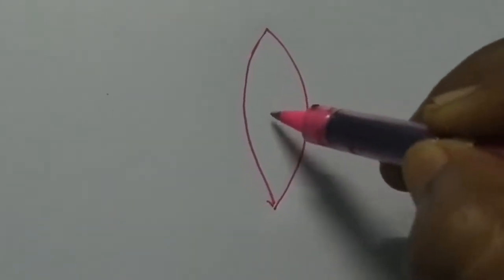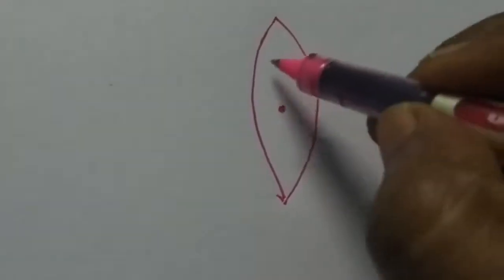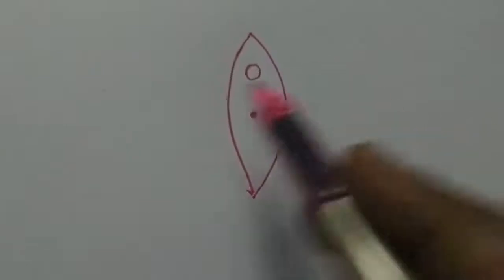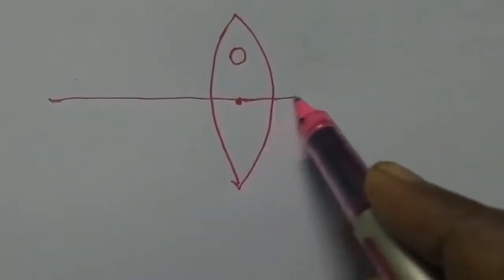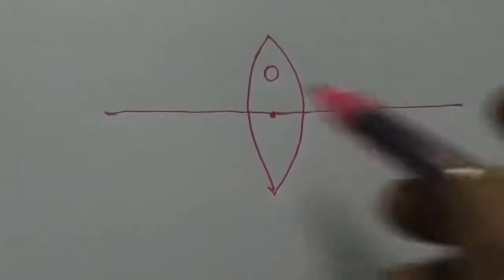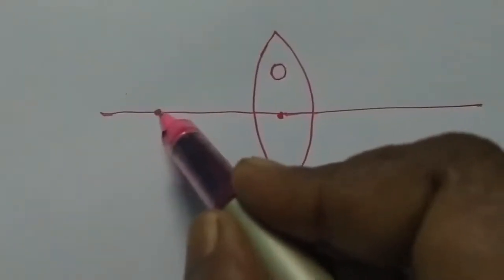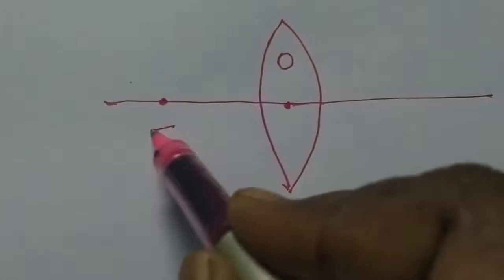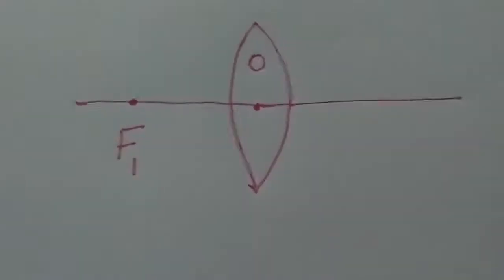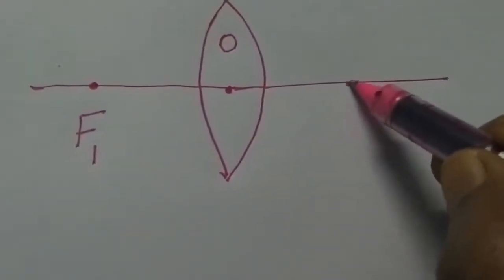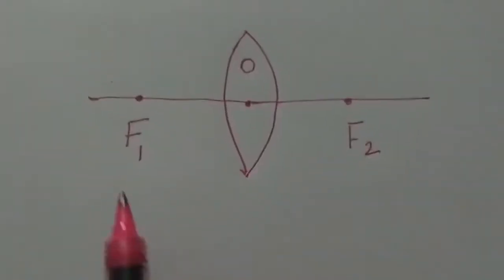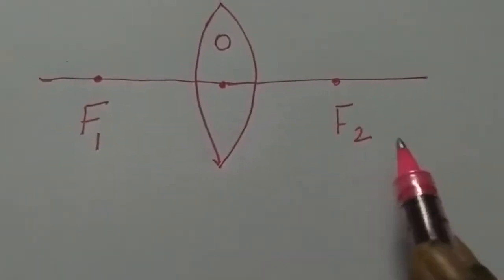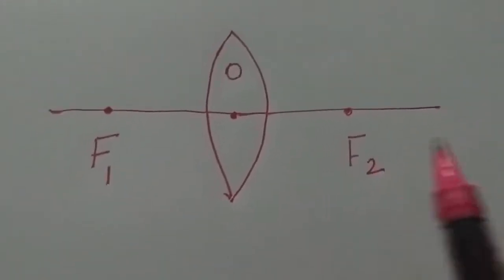Its optic center is O. So O means the optic center, and this is the principal axis. The center line is known as the principal axis, and then F1 is the principal focus, and on the other side is the principal focus F2.